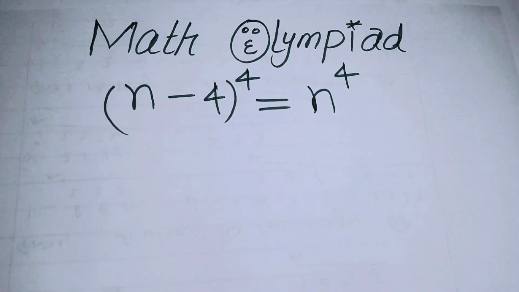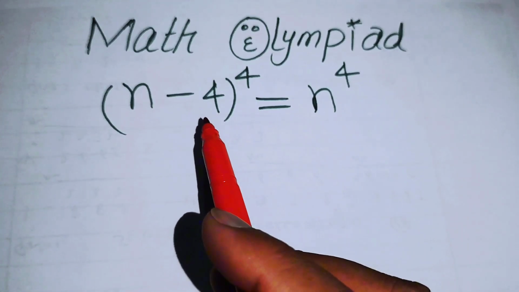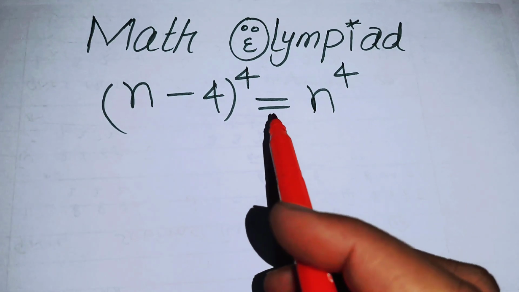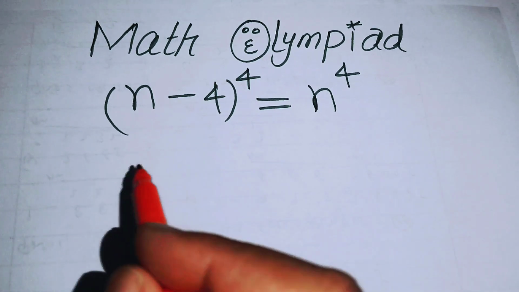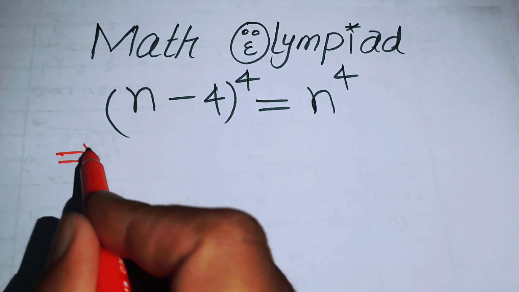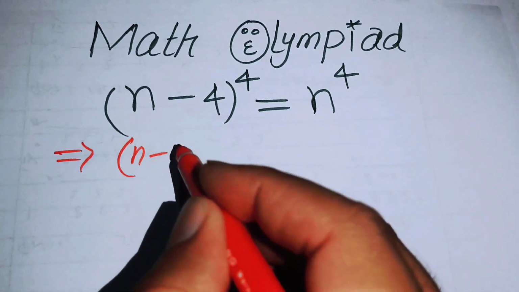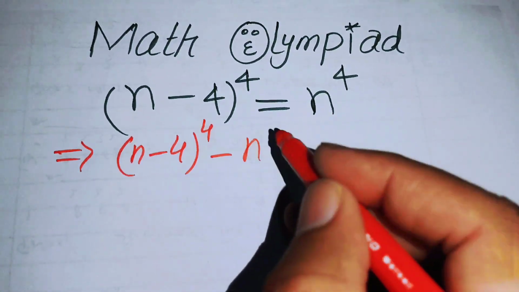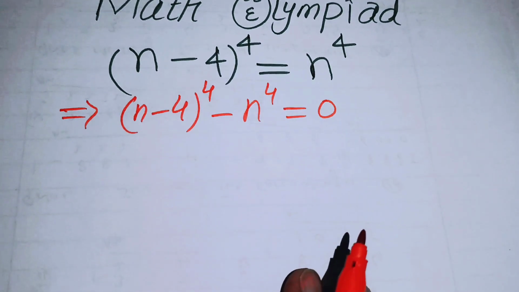In this video we are going to solve this nice algebra problem, and here we have (n minus 4) to the power 4 is equal to n to the power of 4, and we will solve this problem for the values of n. So the very first thing we are going to do is move n to the power of 4 to the left hand side, and you will write it as (n minus 4) to the power 4 minus n to the power of 4, and this whole equation is equal to 0.